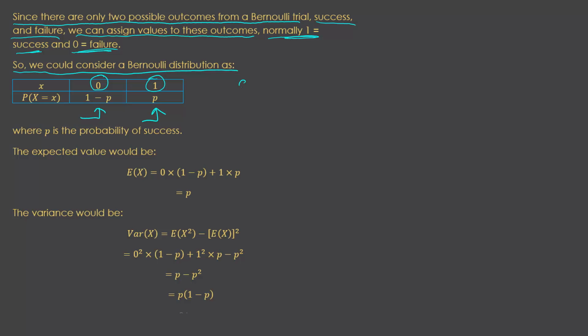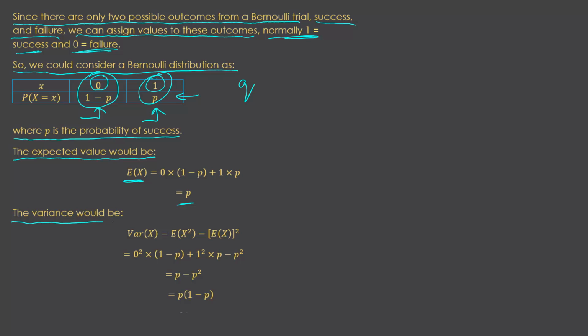As I mentioned later, you sometimes see that referred to as q. So p is the probability of success, and that's why it's assigned here to the value 1. The expected value would be, think about how we work out the expectation. You do 0 times 1 minus p and 1 times p, and of course that just comes out to be p because 0 times anything is just 0.